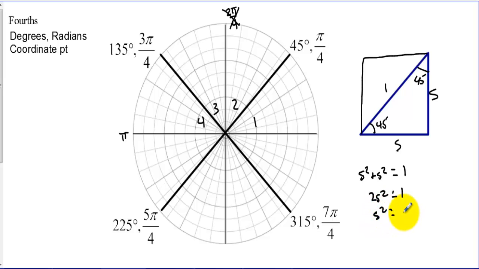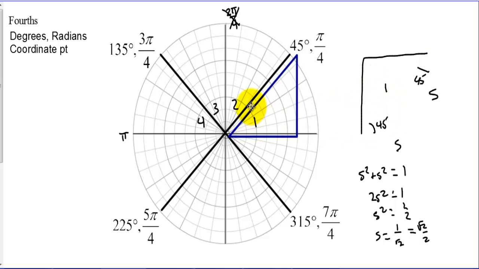And so side squared would be 1/2. We would square root that, which is 1 over square root of 2. And if we rationalize, it's square root of 2 over 2. So this length is square root of 2 over 2, and this length is square root of 2 over 2. So if we were to pull that onto the unit circle, that means the point on the unit circle is square root of 2 over 2, square root of 2 over 2.